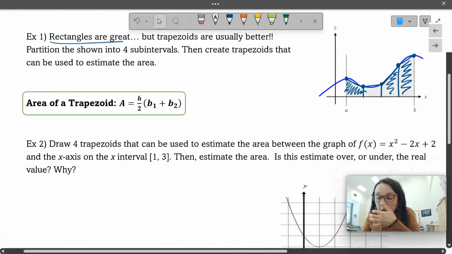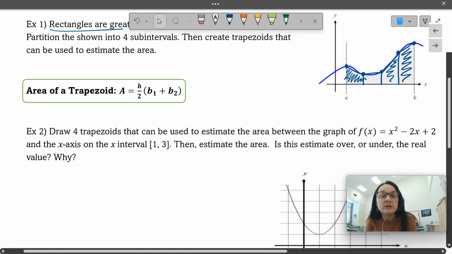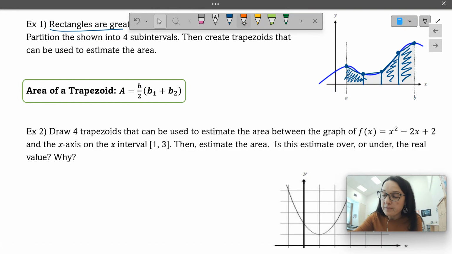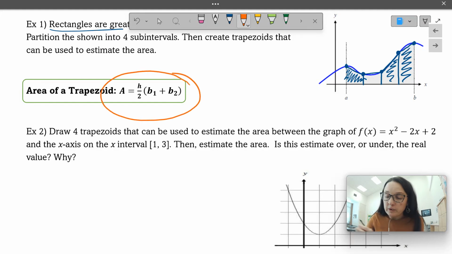So the area of a trapezoid, this is something that you need to memorize. I will do some math magic in front of you when I see you next in real life. But the formula for the area of a trapezoid is h over 2 times (b1 plus b2). The height of the trapezoid divided by 2 times the sum of the bases.